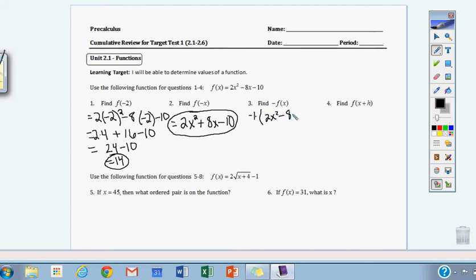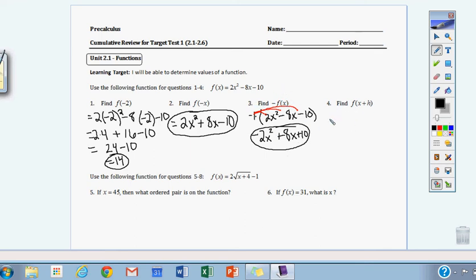All right, this one here is literally saying take -1 and multiply by the entire function, 2x squared minus 8x minus 10. What that means is we need to distribute the -1 to all parts. So all that does is change all of the signs. So you have -2x squared, positive 8x, and then a positive 10. So that's the opposite of the function, basically.